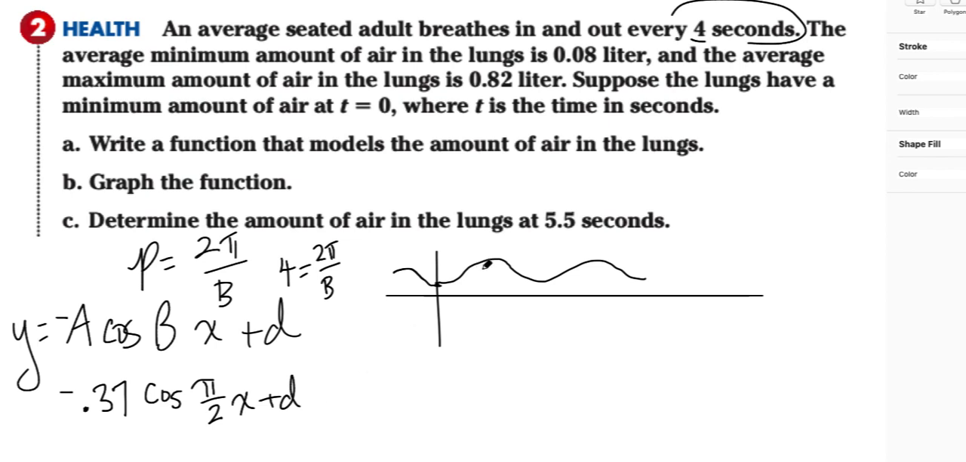Now this d value we're going to figure out by finding how high the midline is. Knowing that the difference between these two is 0.74, when we cut that in half we get 0.37, and we add that 0.37 onto the lowest value. Are you guys with me? I hope so. And we get 0.45. So we're going to be at 0.45 here. Let me go ahead and change this d value to that. And that's how we come up with the equation.